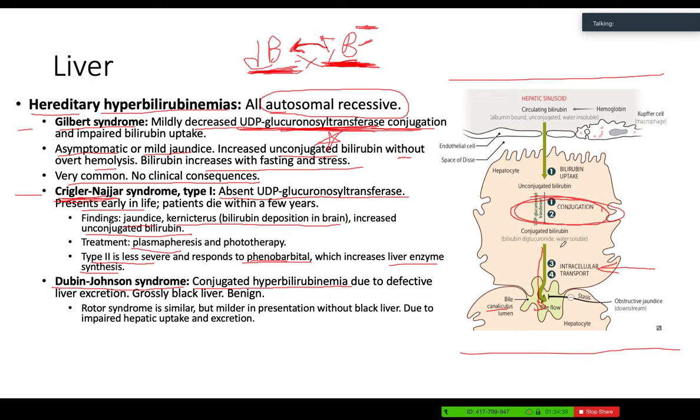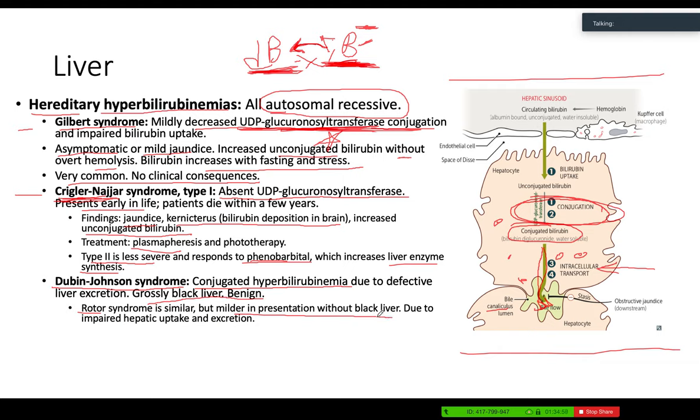Once we have this conjugated bilirubin, we want to get it out of the cell and into the canaliculus. If it stays here in the cell, it's just going to cause a discoloration. We end up with a grossly black liver, and this is totally benign. Rotor, same thing, and this is just a little bit milder, no black liver here.